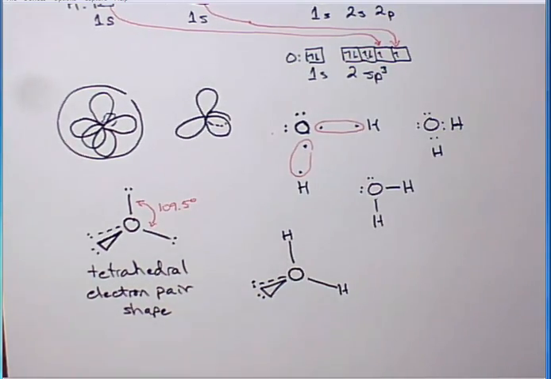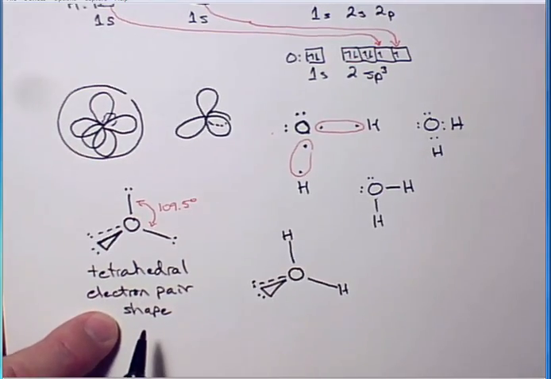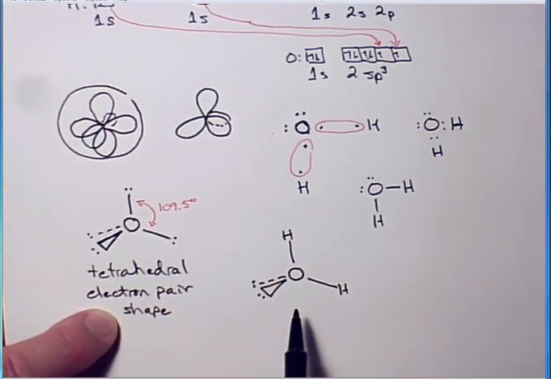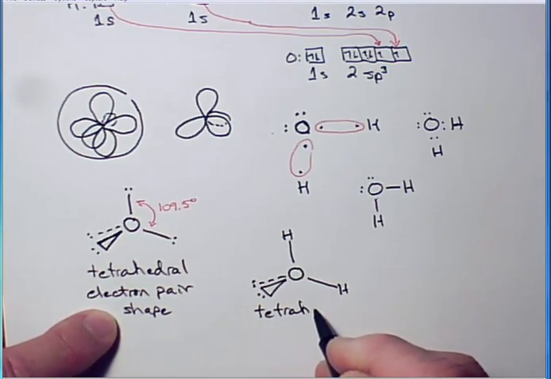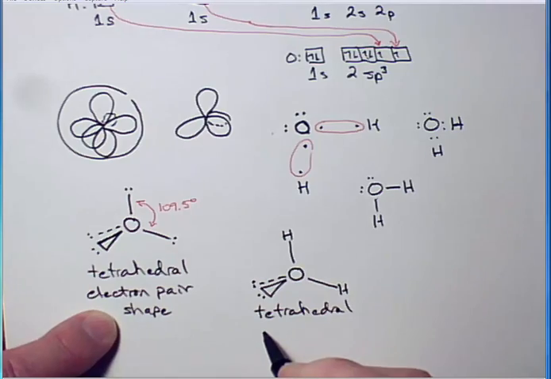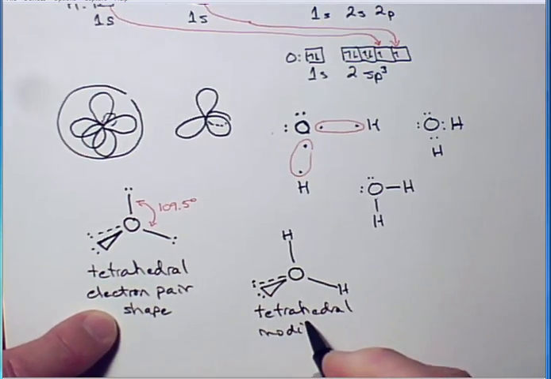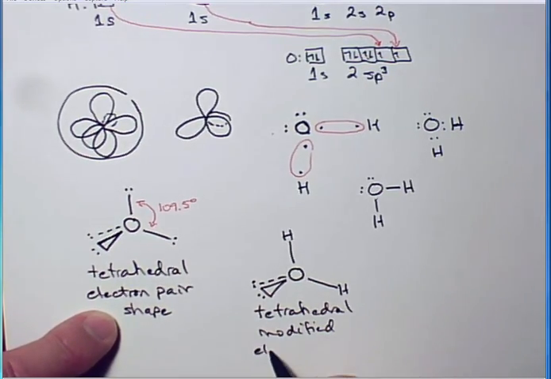So now we took this tetrahedral electron pair shape and we modified it. And that's what we're going to call this, a tetrahedral modified electron pair shape.